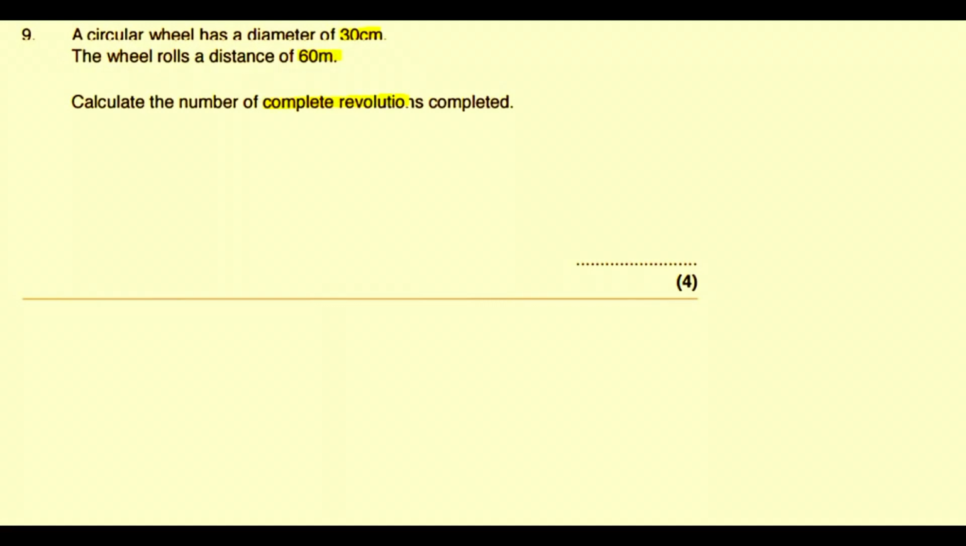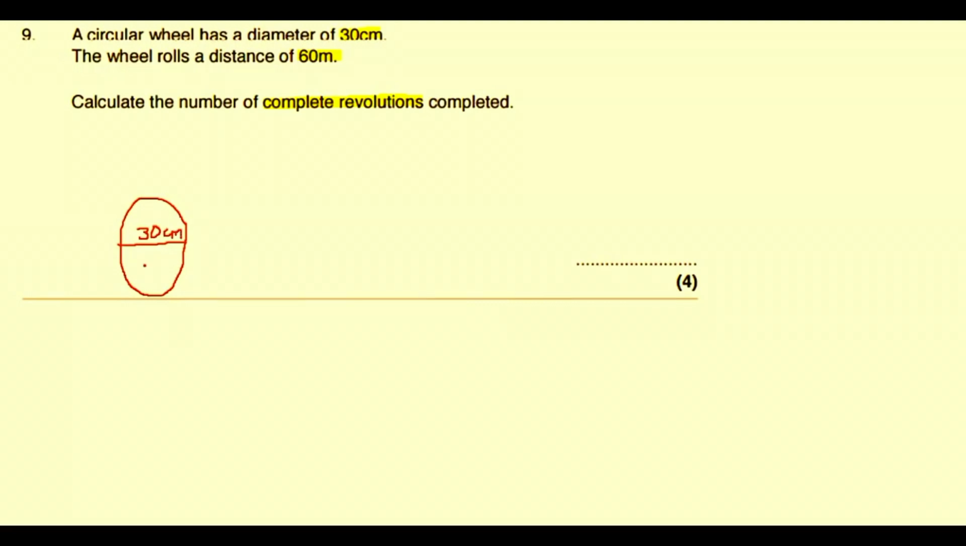So I've highlighted the bits of key information, and because there is not that much information given in this question, I am going to draw a diagram. So the first part of the diagram is going to be the circle. It is a sketch, it is not an exact drawing. I am then going to add the diameter of the circle, which is going to be 30 centimetres.